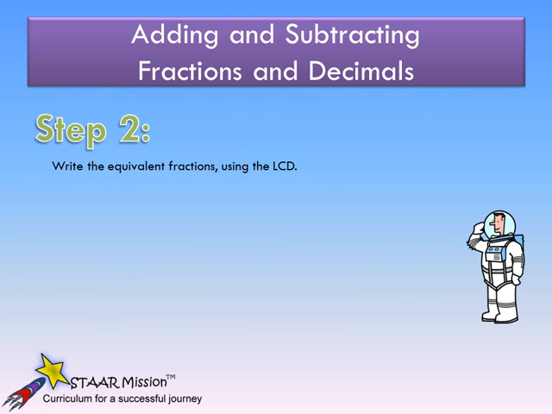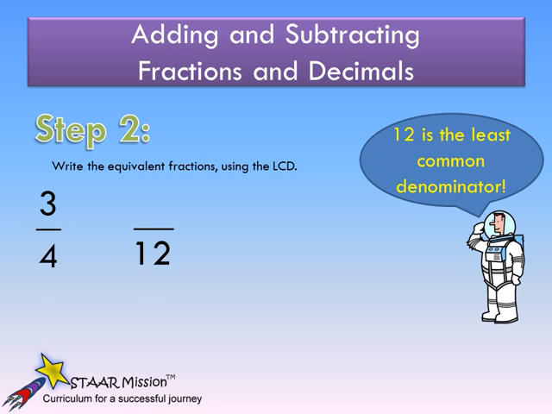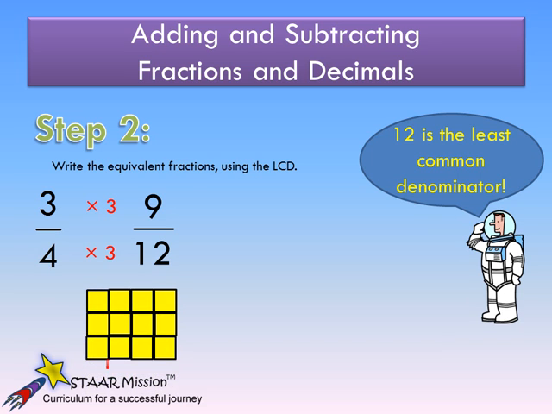Step 2 is to write the equivalent fractions using the least common denominator. First, we must create an equivalent fraction to 3/4 with a denominator of 12, which is our least common denominator. To do so, we'll multiply both the denominator and the numerator by a scale factor of 3, which gives us a new numerator of 9. Notice in our 3x4 array, if we break it into fourths, 3/4 of the array is 9 tiles.